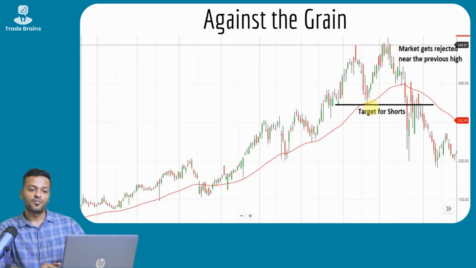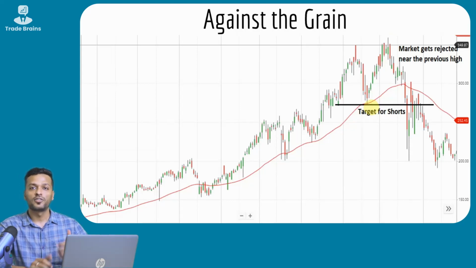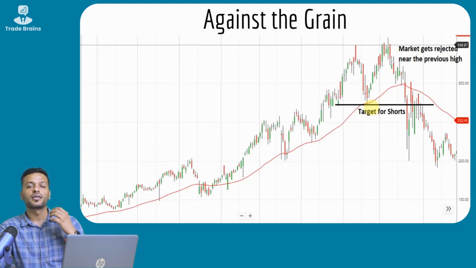These are the kind of trades which are difficult to spot, and sometimes you get them wrong too. But if you get these trades right, the risk to reward ratio is almost 1:8, 1:10. That kind of risk to reward ratio you get in these kinds of trades. Why such a big risk to reward? Because you are preempting the move against the market trend or against the market psychology. And if you are right, you're rewarded in a higher way.